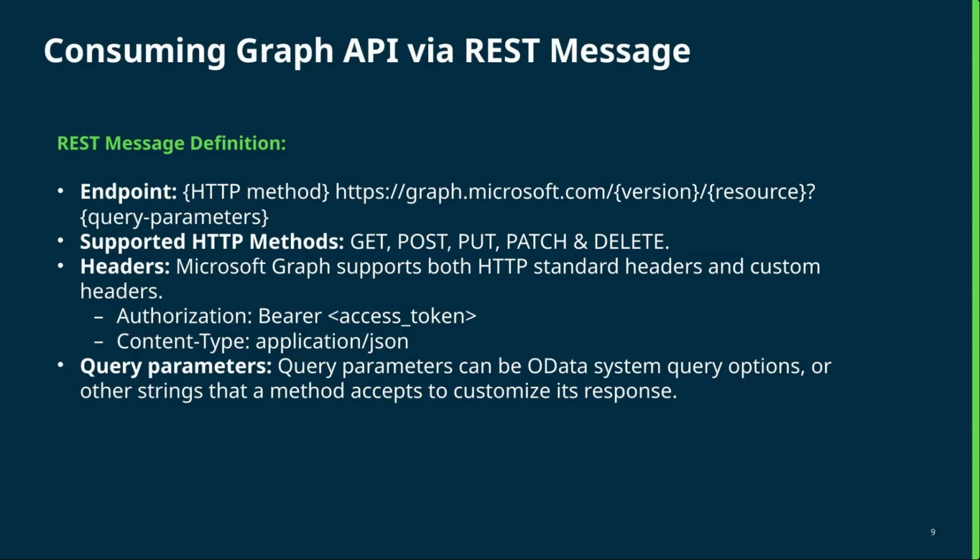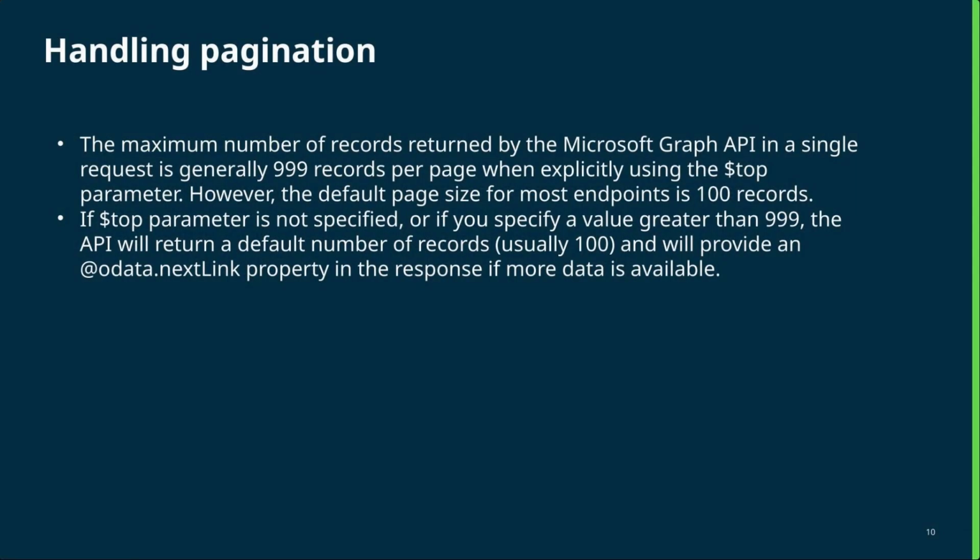The next one is query parameters, which is what I said earlier. Query parameters can be used to filter your data, to get only specific attributes, or to specify how many records you need. You can also use advanced filtering techniques in these query parameters. So by using all these things, you can configure your outbound REST message and get the data.